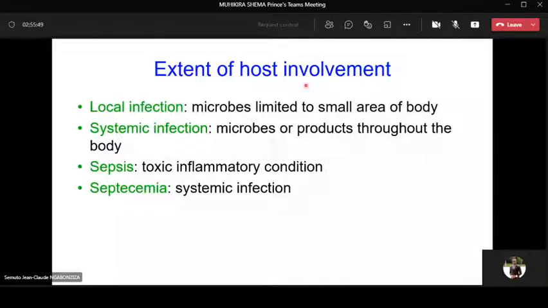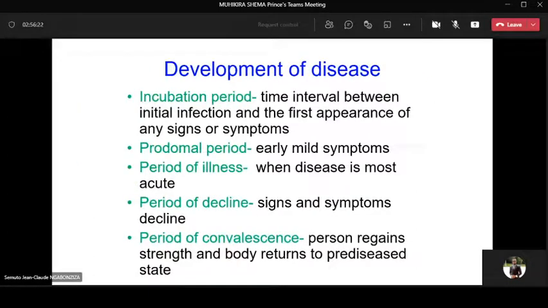Extent of host involvement: there is local infection, there is systemic infection, sepsis, septicemia. So in local infection, microbes are limited to a small area of the body, on skin or on mucous membrane, while systemic means microbes spread through the body. Sepsis is a toxic inflammatory condition. All this you know, I think.